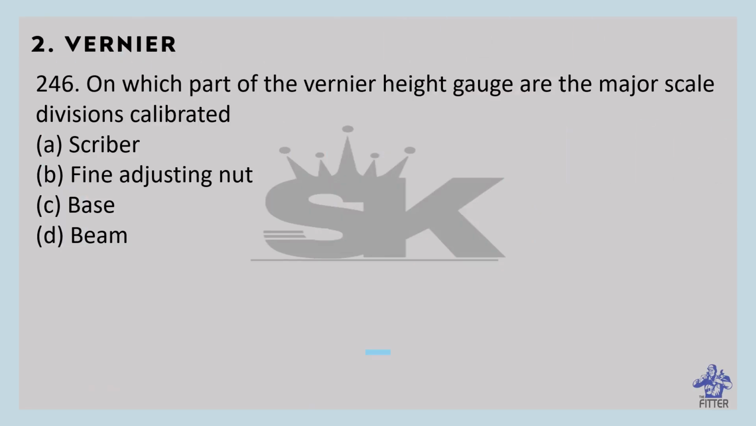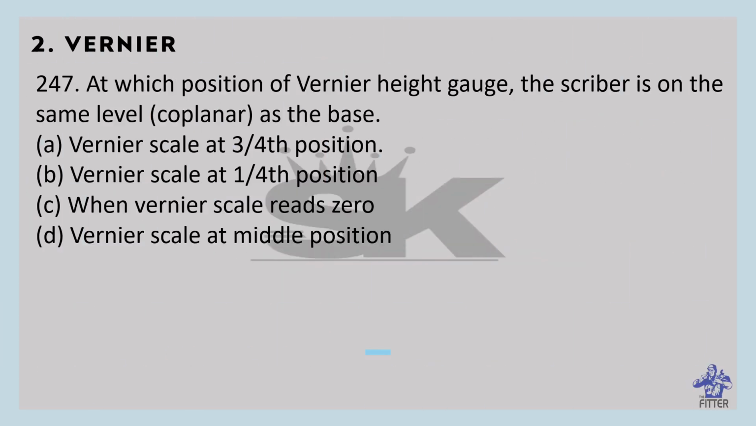On which part of the vernier height gauge are the major scale divisions calibrated? So that is on the beam. Okay. At which position of the vernier height gauge is the scriber on the same level as the base? So when the vernier scale reads 0. Okay. That is option C. When the vernier scale reads 0, the base and scriber of the height gauge are at the same level. Okay.